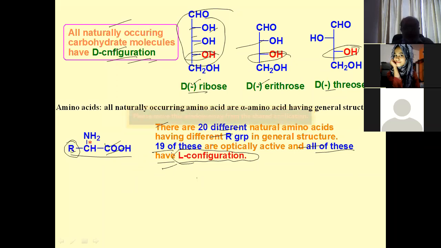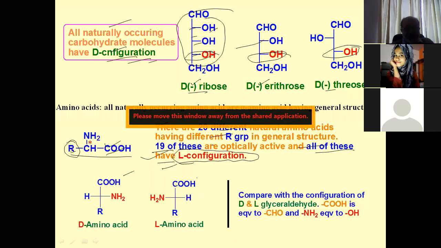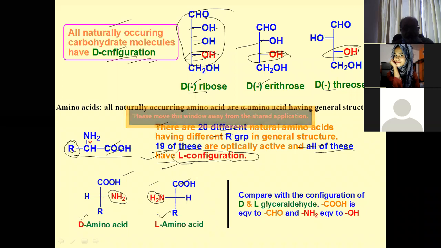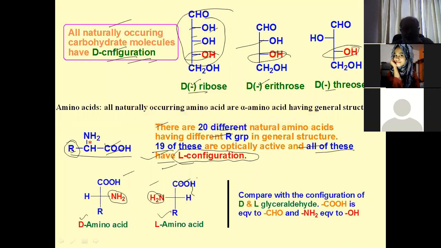Now you see the configuration will be like this. This amino acid configuration will be like this: COOH, this is the chiral center. This NH2 group will be on the right hand side. When it is on the right hand side, this is D. When it is on the left hand side, that becomes L. So L amino acid, and in nature, all amino acids will have this particular configuration, not this one.